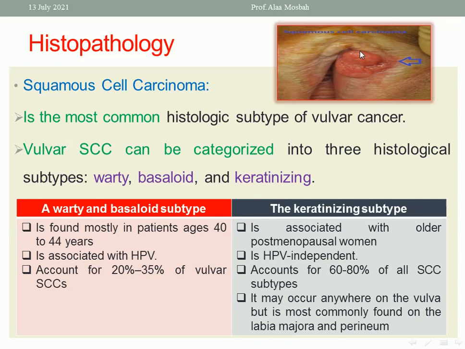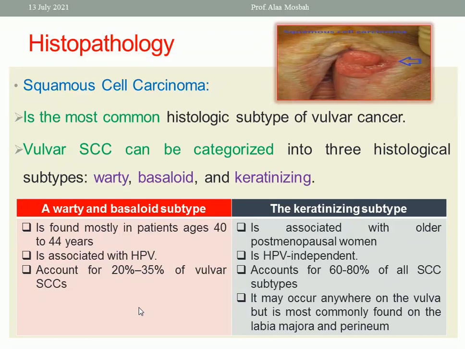We said that it is the commonest histologic type of vulval cancer, and it can be categorized into three subtypes: warty, basaloid, and keratinizing. What is the difference between the warty and basaloid and the keratinizing subtype? The warty and basaloid category is found mostly in patients aged 40 to 44 years. It is associated with human papilloma virus infection. It accounts for 20 to 35% of vulval squamous cell carcinoma.